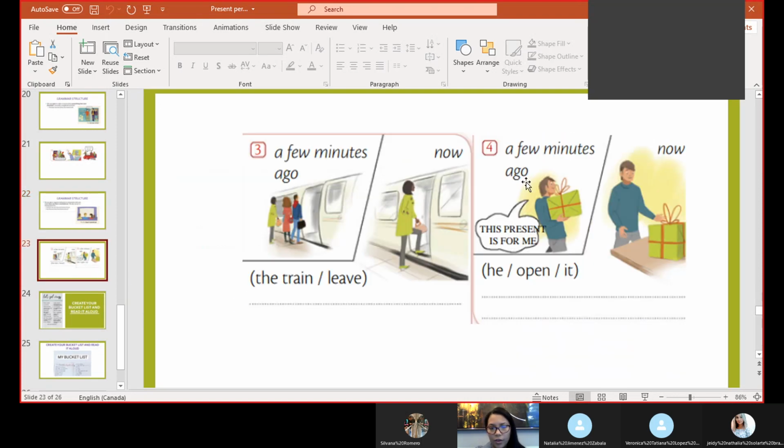Okay. Now here you have two pictures, right? In the first one, it's at the train station, and then it says a few minutes ago and now, and then you have the train leave. So a few minutes ago and now, you should write sentences for these ones using yet or using already.